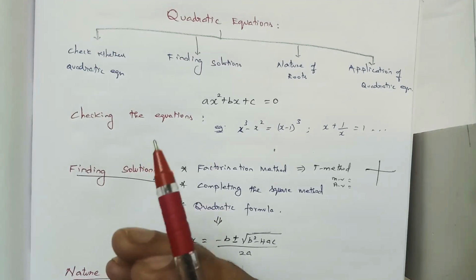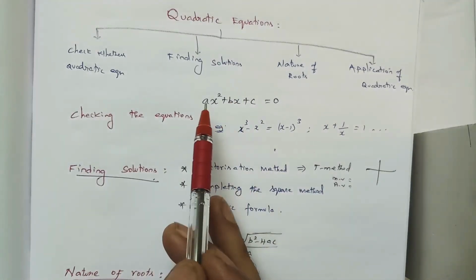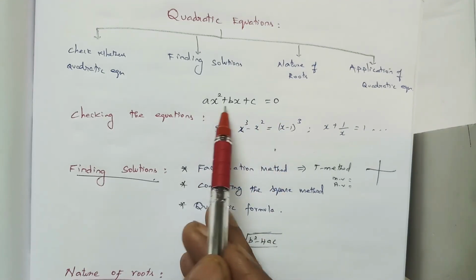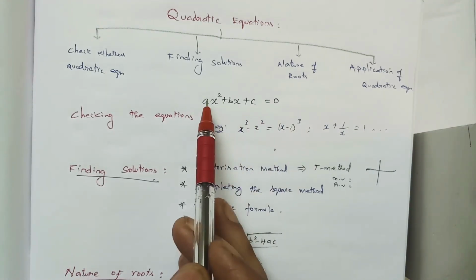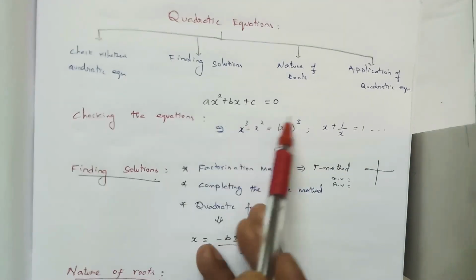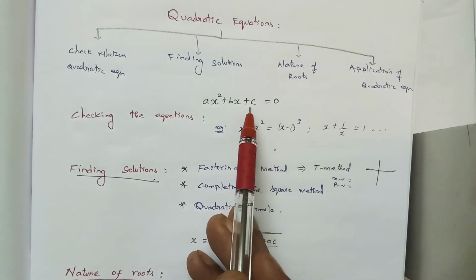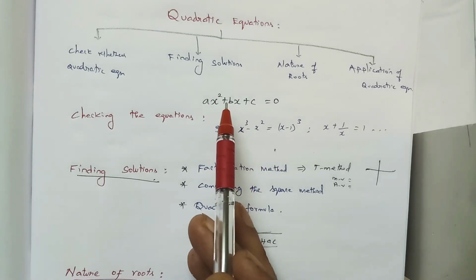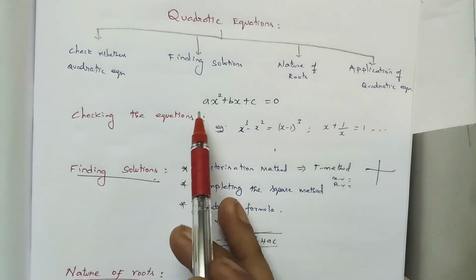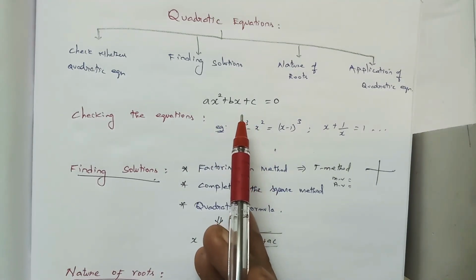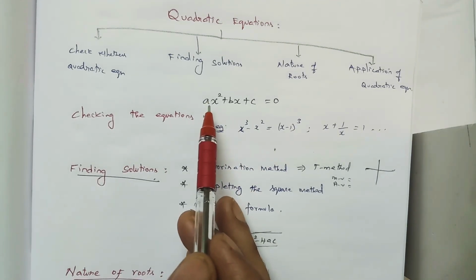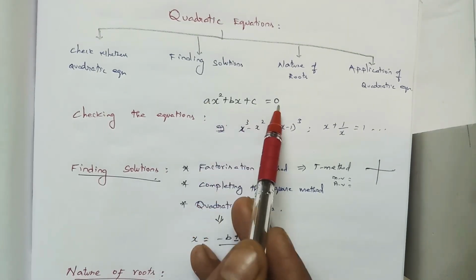First of all, we want to know the general form of a quadratic equation, which is ax square plus bx plus c is equal to 0, the general form. In that, what is the degree of this equation? 2. Only then can we come to the conclusion that the given equation is a quadratic equation. The degree is the highest power of the equation. So many powers are there, and among them, if the highest power is 2, then it is a quadratic equation. The general form of a quadratic equation is ax square plus bx plus c is equal to 0.